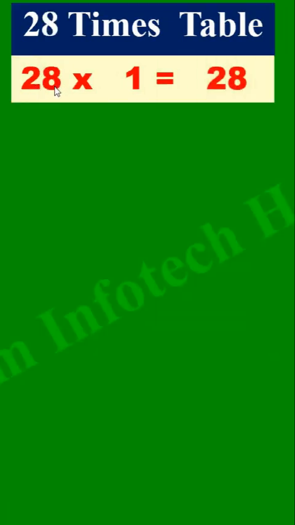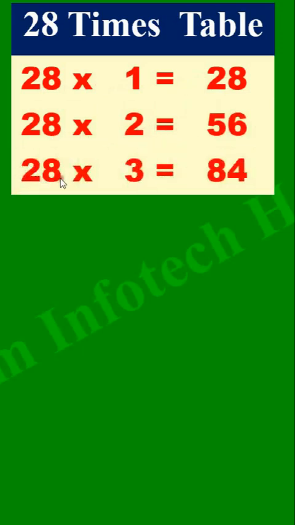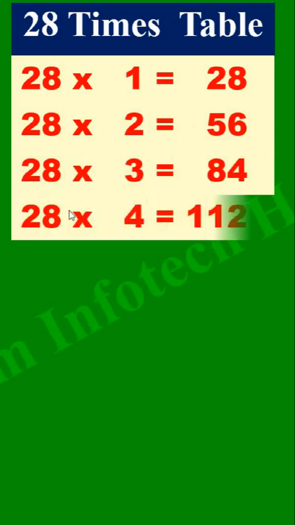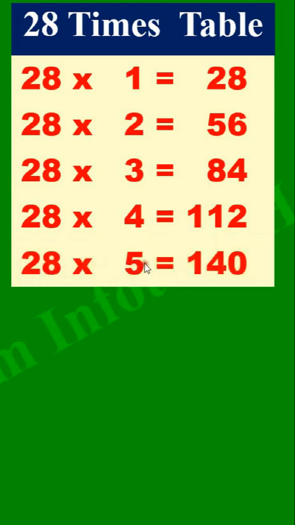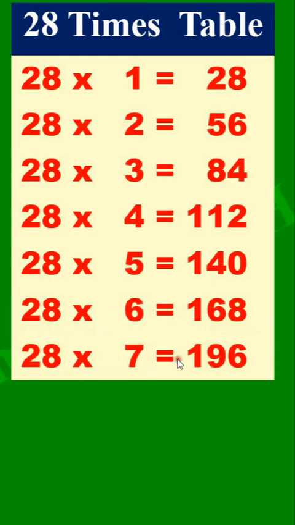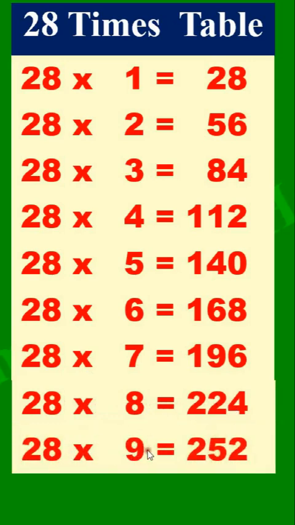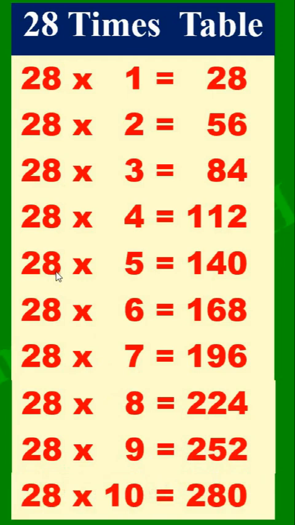28 times table. 28 times 1 is equal to 28. 28 times 2 is equal to 56. 28 times 3 is equal to 84. 28 times 4 is equal to 112. 28 times 5 is equal to 140. 28 times 6 is equal to 168. 28 times 7 is equal to 196. 28 times 8 is equal to 224. 28 times 9 is equal to 252. 28 times 10 is equal to 280.